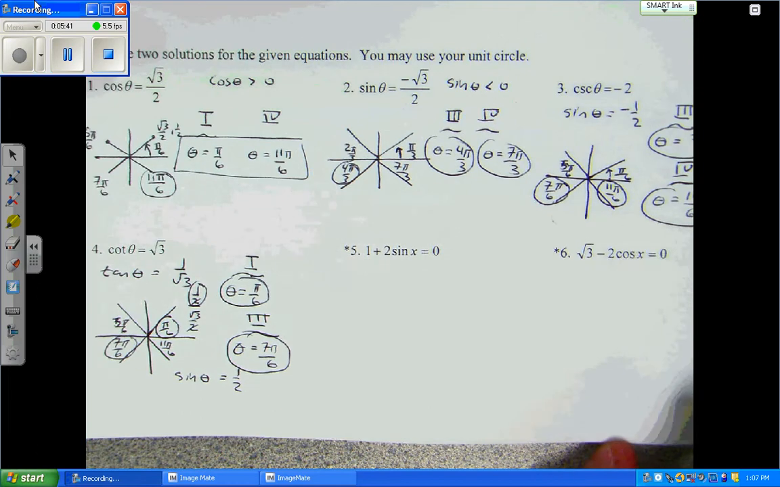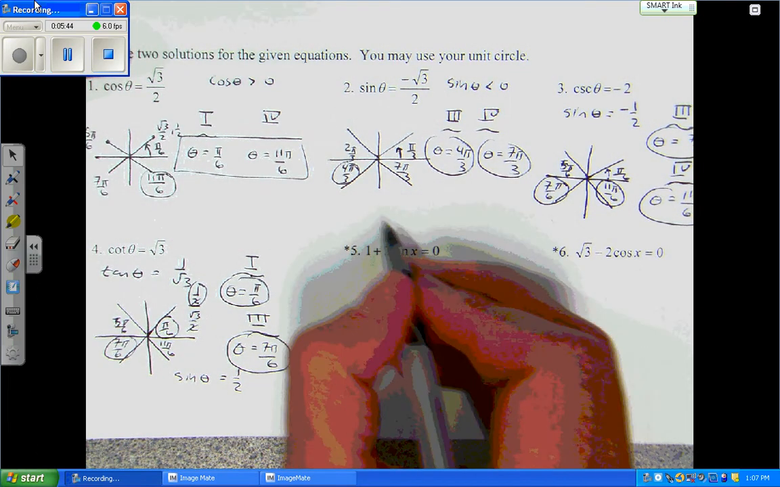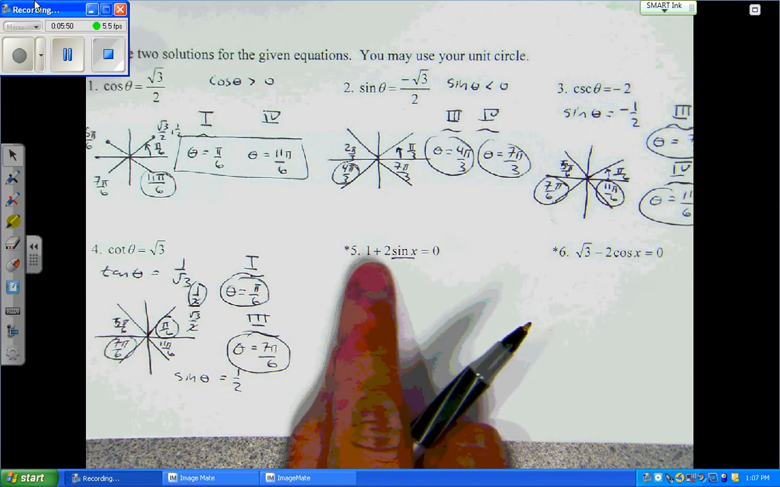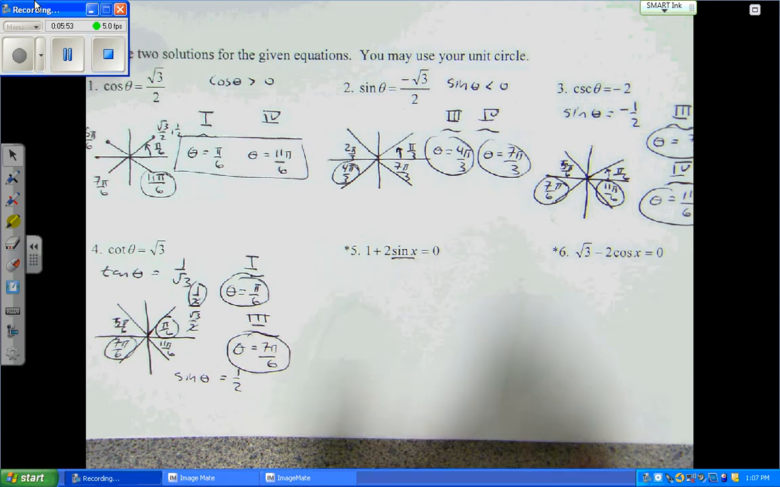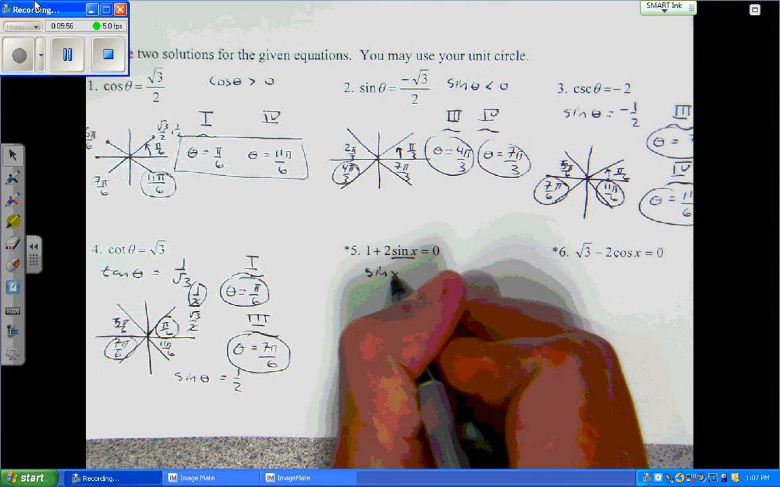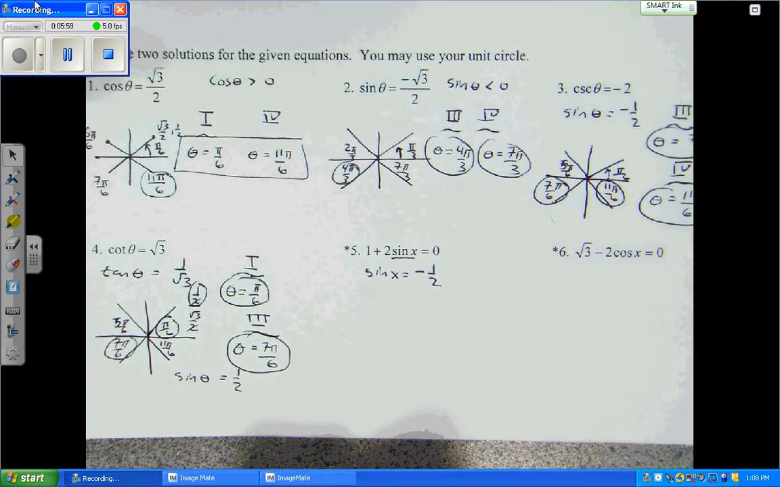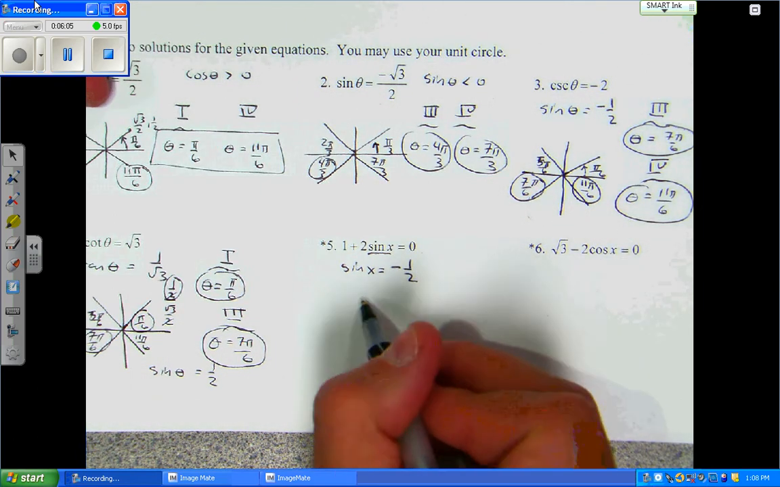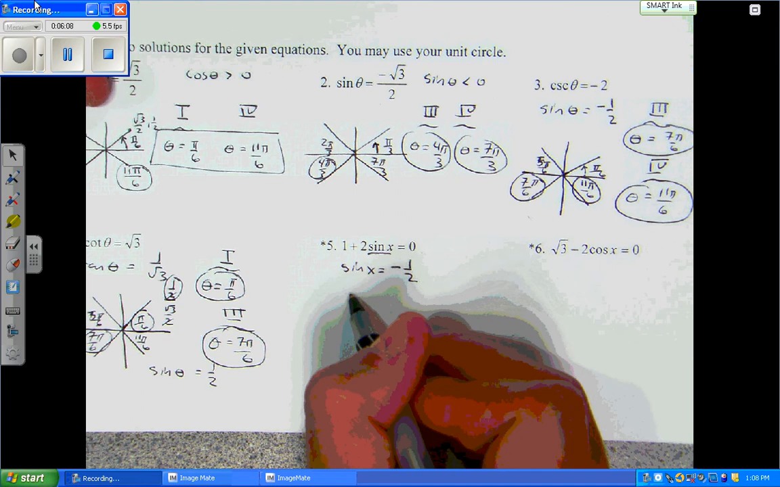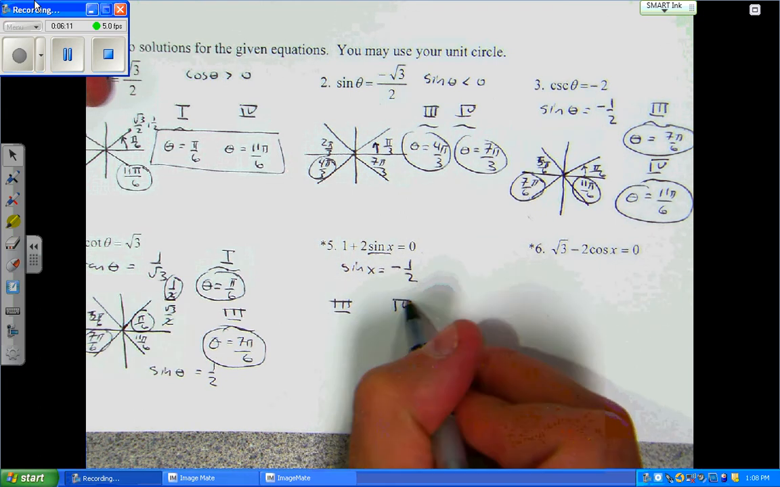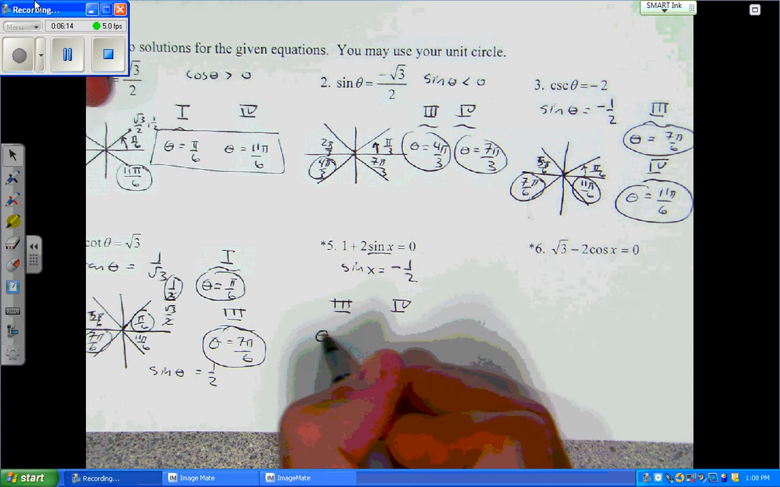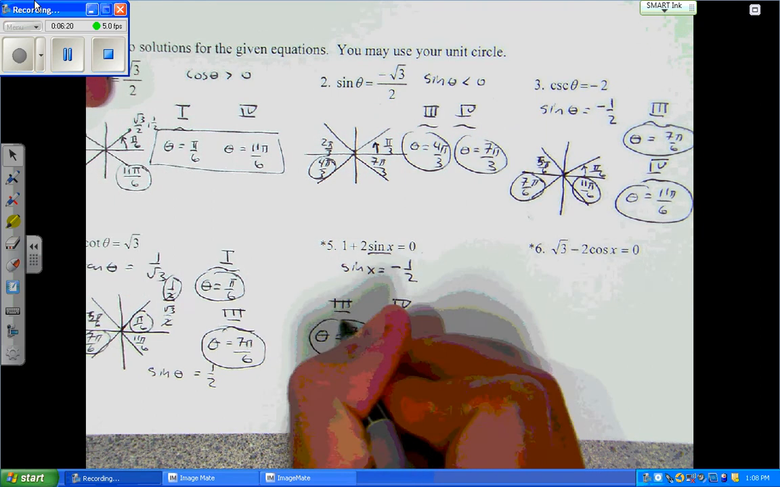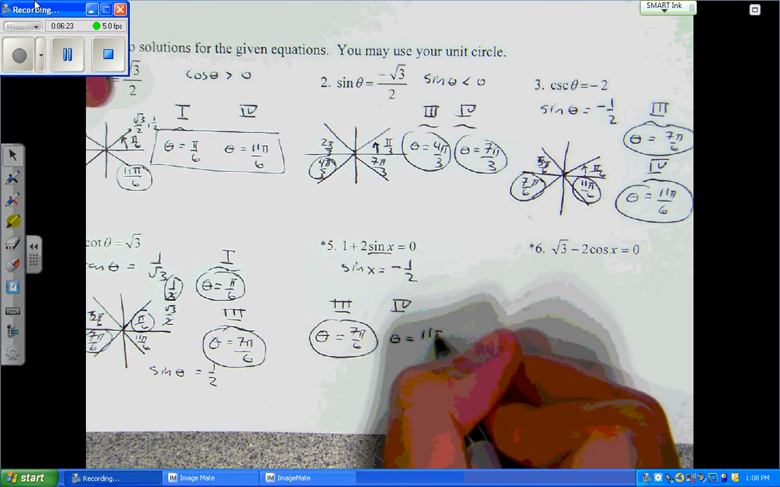For questions 5 and 6, we have to do a little bit of algebra. We're going to treat the sine of x like it's a variable all by itself. So it's like I'm solving the equation 1 plus 2x equals 0. So we're going to isolate the sine of x, and that's going to give us negative a half. Now we already have this answer. We did this one for number 3, so we don't need to reinvent the wheel, hopefully. Now this is going to be in the third quadrant and the fourth quadrant. In the third quadrant, of course, the angle, again, from number 3, is 7 pi over 6. And in the fourth quadrant, we should have 11 pi over 6.